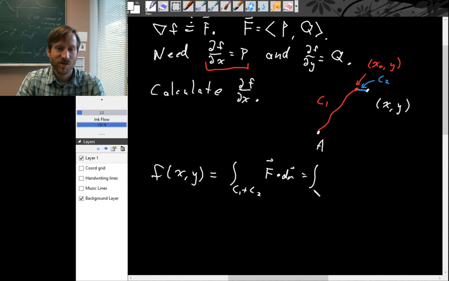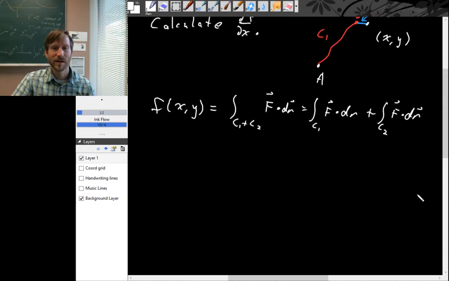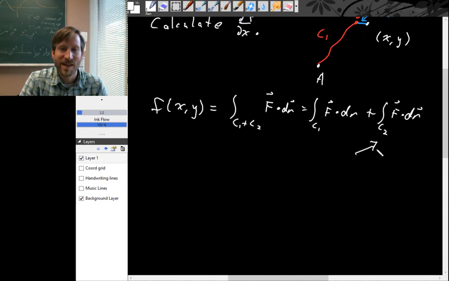So that's the integral over C1 of f dot dr plus the integral over C2 of f dot dr. All right. And let's parameterize the second integral.